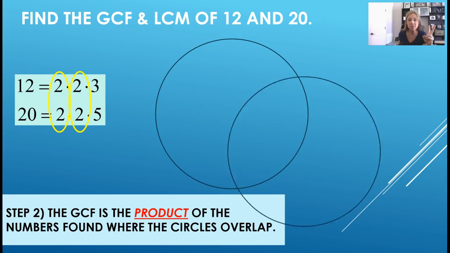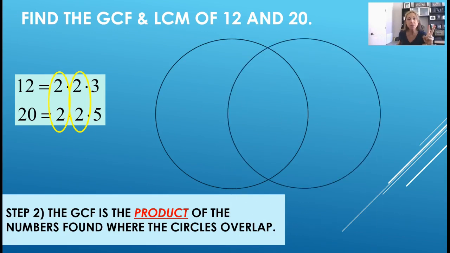So when I set up my Venn diagram, I'm going to make the circle on the left represent the number 12, and the circle on the right will represent the number 20. In the overlap part of the circle, I'm going to put both of those factors of 2 because that's what they shared in common. Now, for the number 12 on the outer part of the circle, that's where the 3 will go because 20 does not share the factor of 3. And then for the number 20 on the outer part of the circle, that's where the 5 will go because 12 did not share a factor of 5.